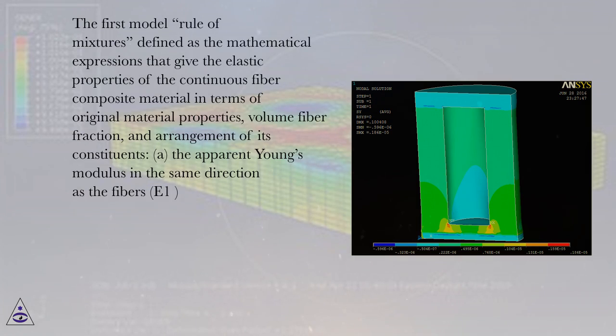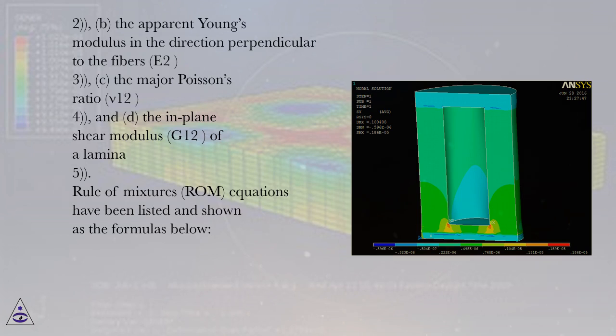composite material in terms of original material properties, volume fiber fraction, and arrangement of its constituents: A, the apparent Young's modulus in the same direction as the fibers, E1, (1); B, the apparent Young's modulus in the direction perpendicular to the fibers, E2, (2); C, the major Poisson's ratio, Nu12, (3); and D, the in-plane shear modulus, G12, of a lamina (4). Rule of mixtures, ROM, equations have been listed and shown as the formulas below.